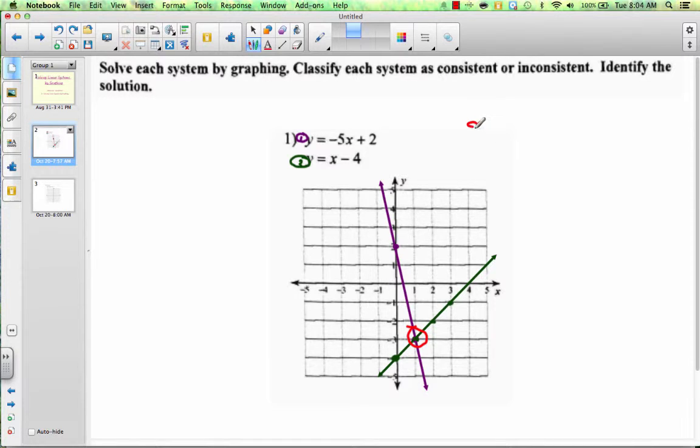Okay, so here's where our lines cross. So our solution is the point 1, comma, negative 3. So really I kind of jumped ahead and did the last part of the instructions, which said identify the solution. And now we have to classify it as consistent or inconsistent. Well, since we have a solution, then we know that this is a consistent system.